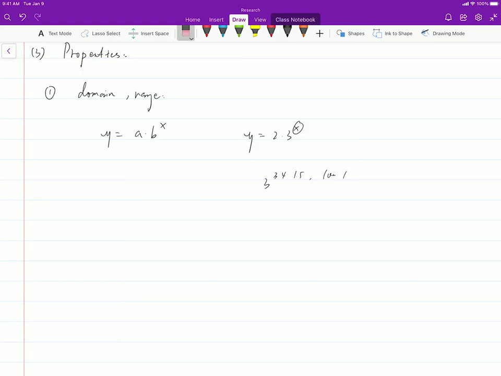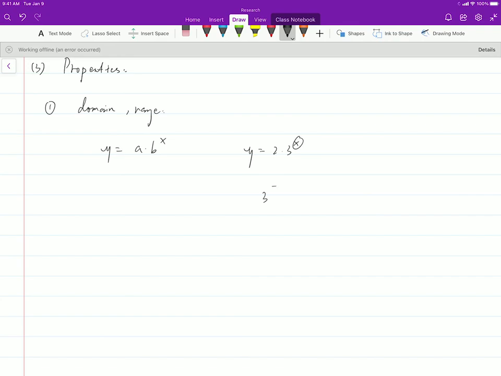So all positive numbers seems to be okay. Fraction is okay. What about 3 to the negative numbers? Negative 1, negative 2? It's just the reciprocal, so this is also okay. What about 3 to the 0? It's 1, so it's also okay. So altogether, the domain should be anything.